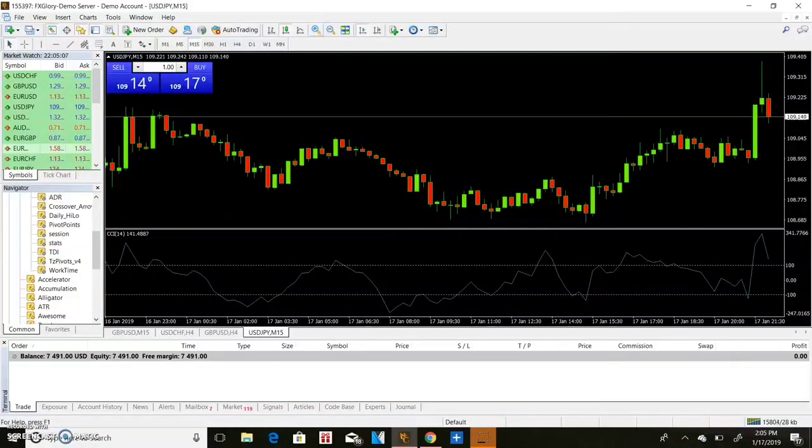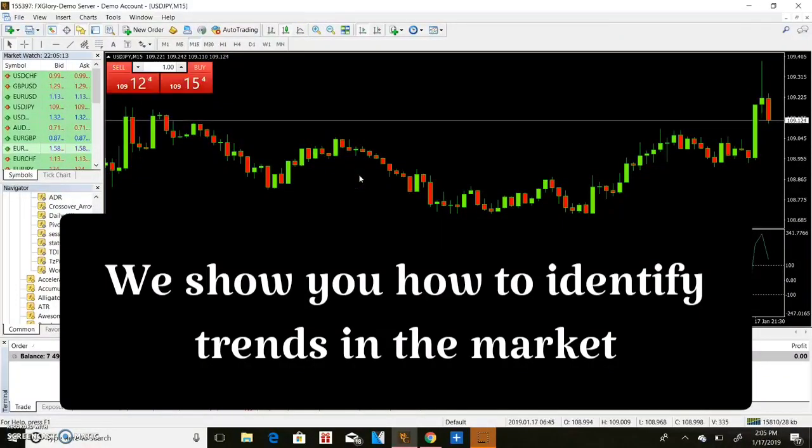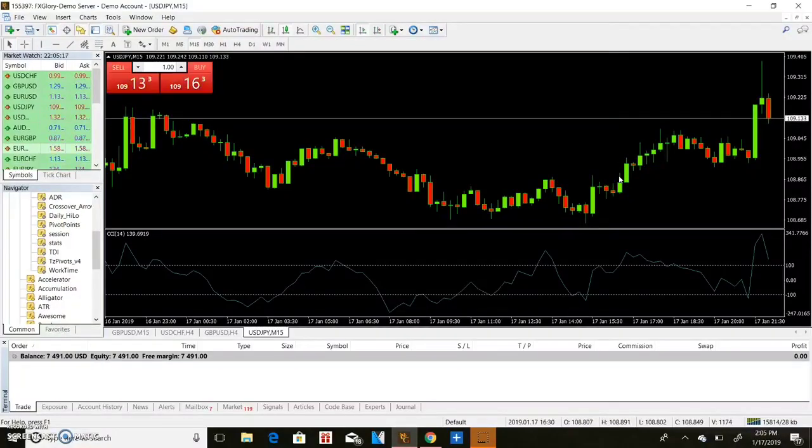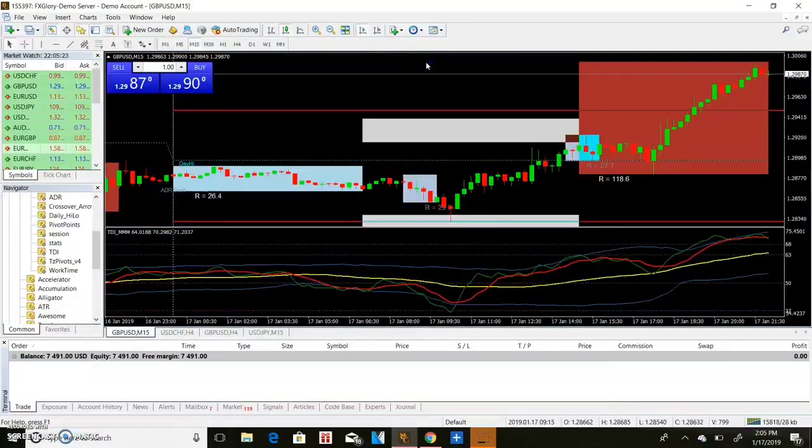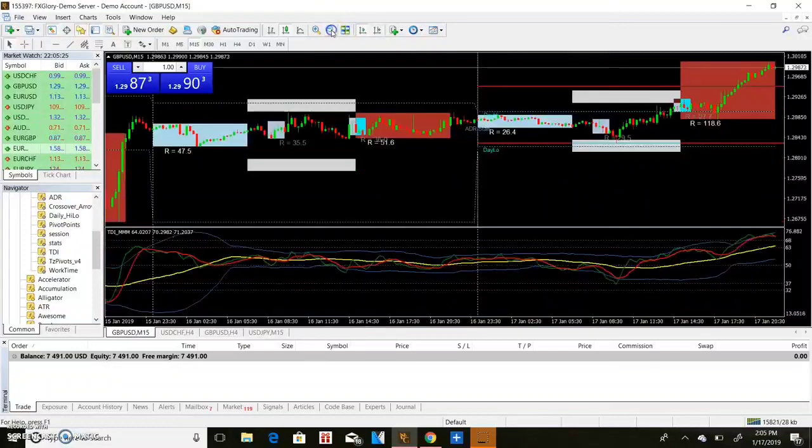So the market is still going up, but I wouldn't necessarily place a buy off of that at this point, because there's still a lot of other things you need to look at. I'm just giving you guys the basics, because as you can see, I have a lot of different things on my chart.